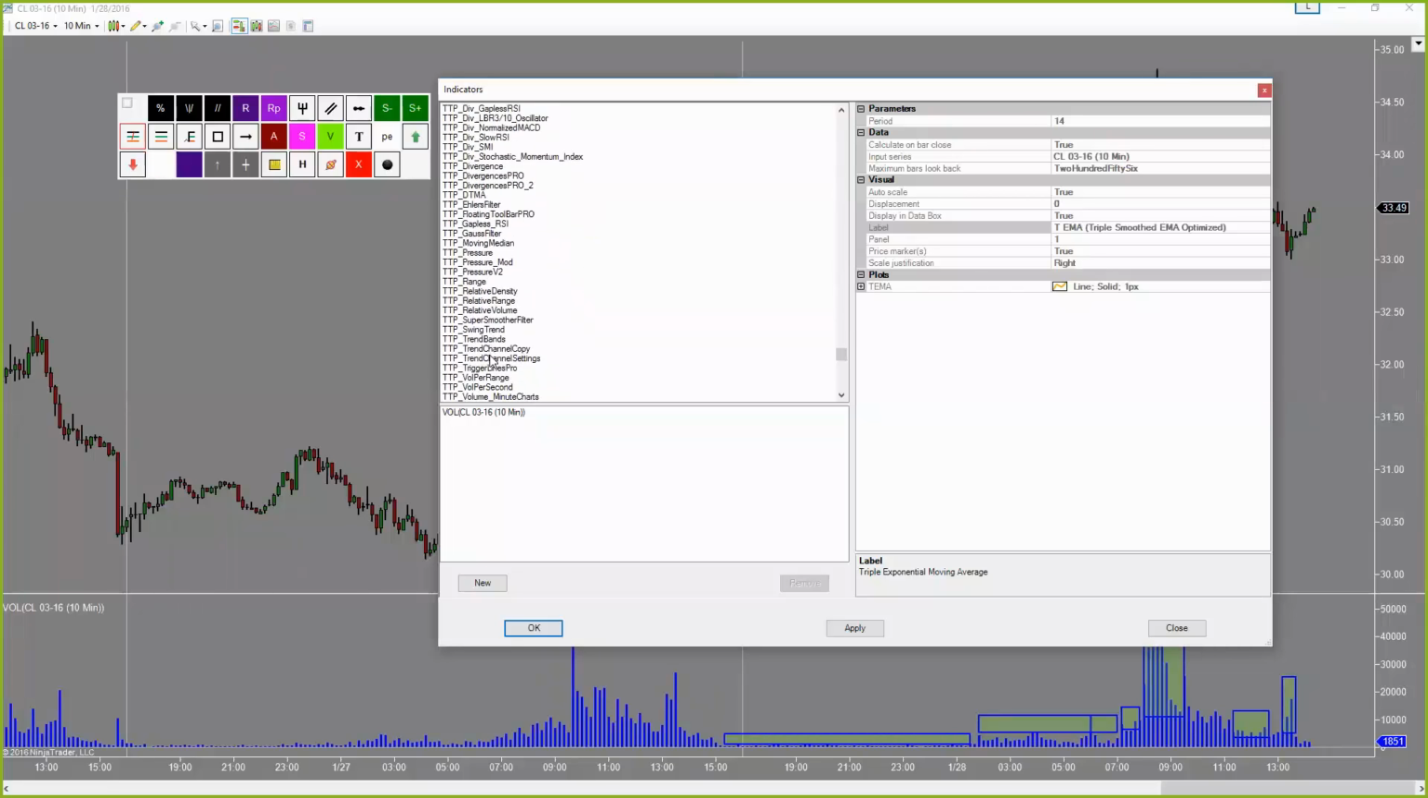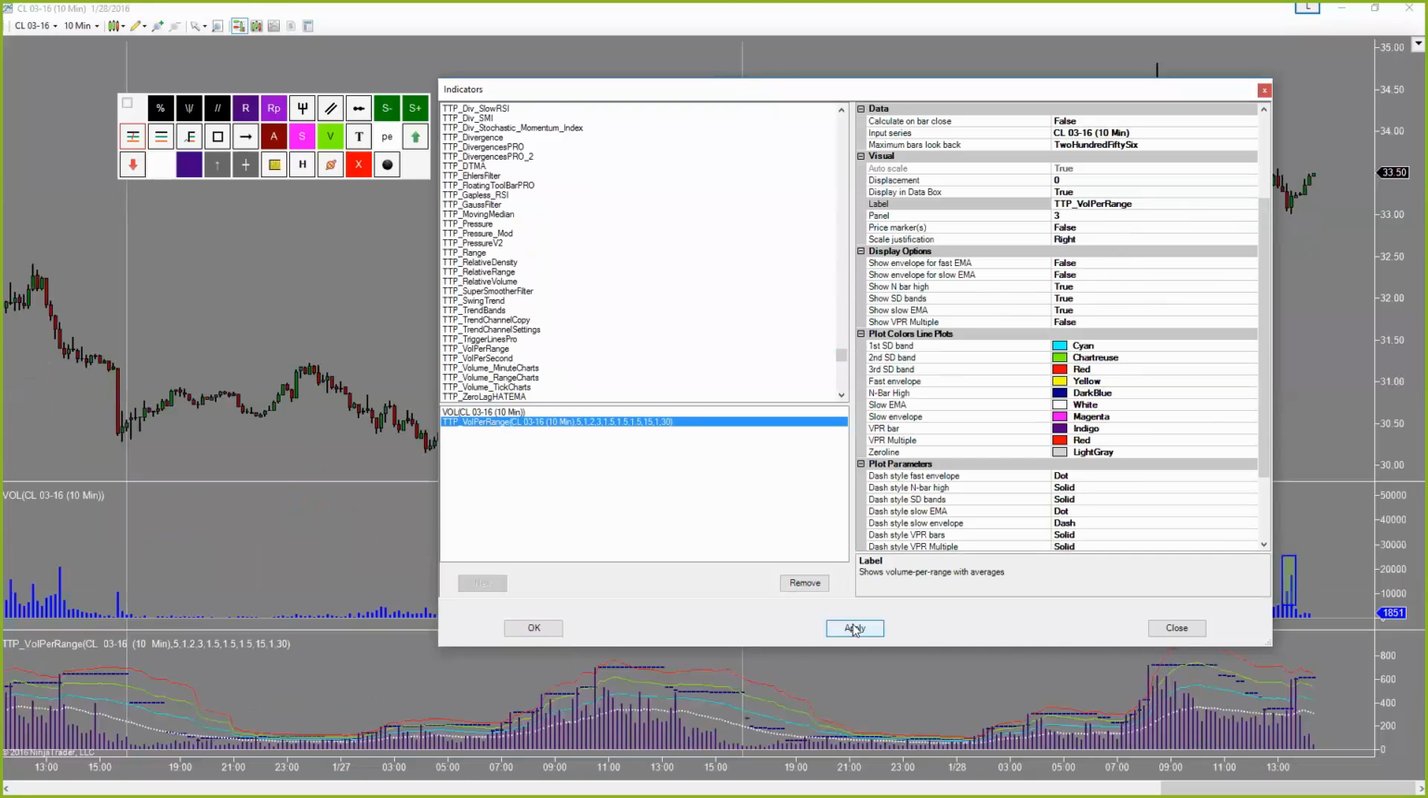So if we look at volume per range, then you can see we have smoothed a little bit and eliminated just a little bit of the variance in the seasonality. I'll turn some of these off. I'll leave the EMA on.